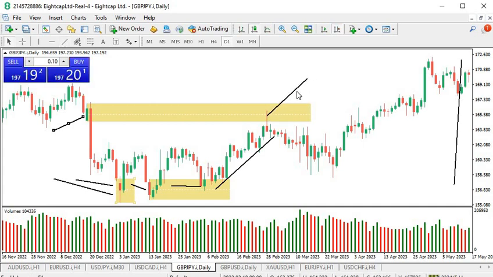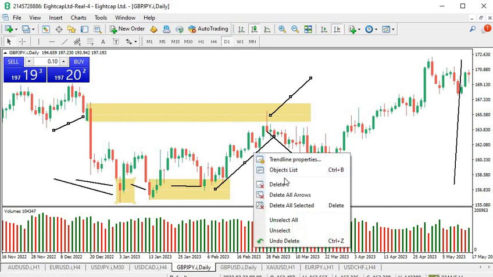You see this pin bar, the market touched the supply zone, the bearish order block, and once it touched the supply zone, the market went to the downside and the rates decreased.